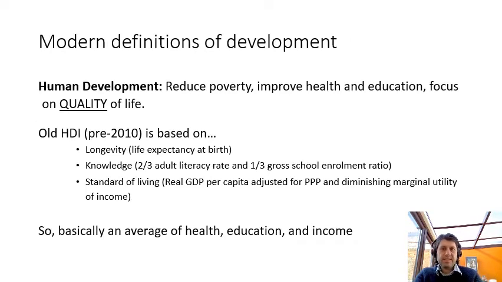Human development, as I mentioned to you, the United Nations had a human development index, and the idea of human development, or at least the way the United Nations was thinking about it, is that it's reducing poverty, improving health and education, and the focus then goes beyond income and into quality of life. Okay, and so the Human Development Index included these three indicators. It took income, but it also included longevity and knowledge, health and education, okay? And essentially made it an average.